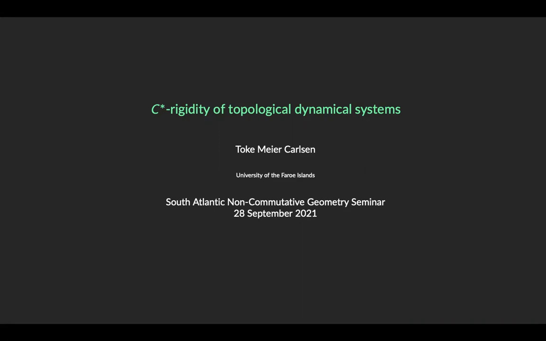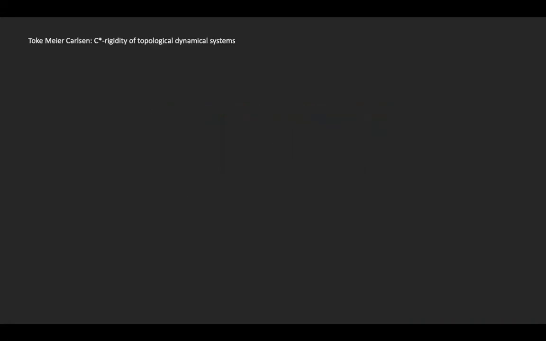Okay. So as you can see, I'm going to talk about what is sometimes called C-star rigidity of topological dynamical systems. There is a long tradition for constructing C-star algebras from dynamical systems. The main motivations for doing this are to get new examples of C-star algebras, which can be studied via dynamical systems, and to use operator algebra theory to study dynamical systems.